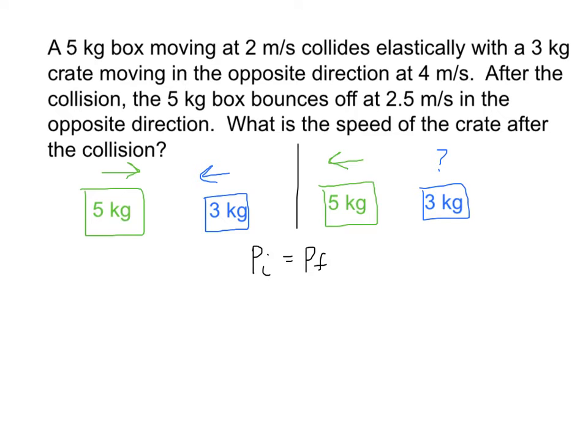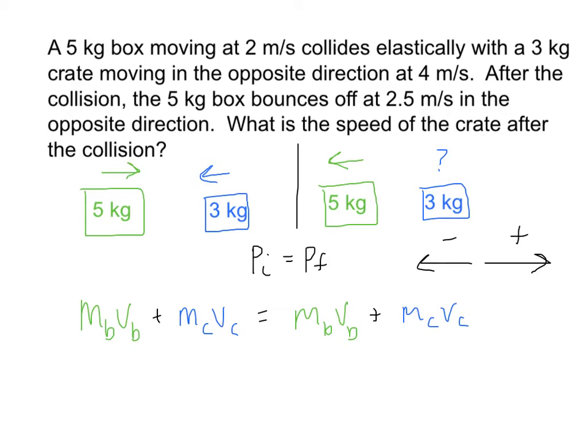For any type of collision, we know that momentum is conserved. So that means the initial momentum, Pi, of the system, both masses together, has to equal the final momentum of the system, or Pf. So we set up our total equation here. We have the mass of the box times velocity of the box initially, plus mass of the crate times velocity of the crate initially, equals the final momentum of the box plus the final momentum of the crate.